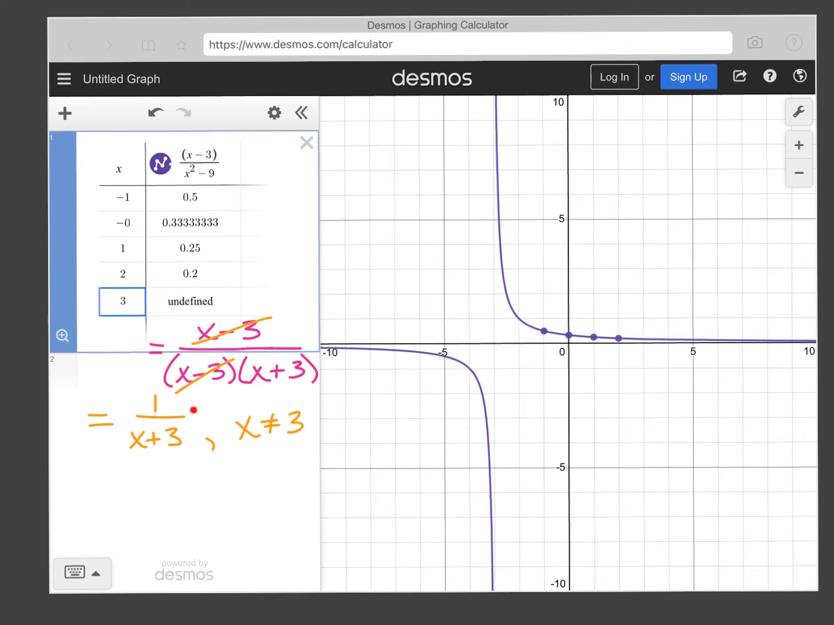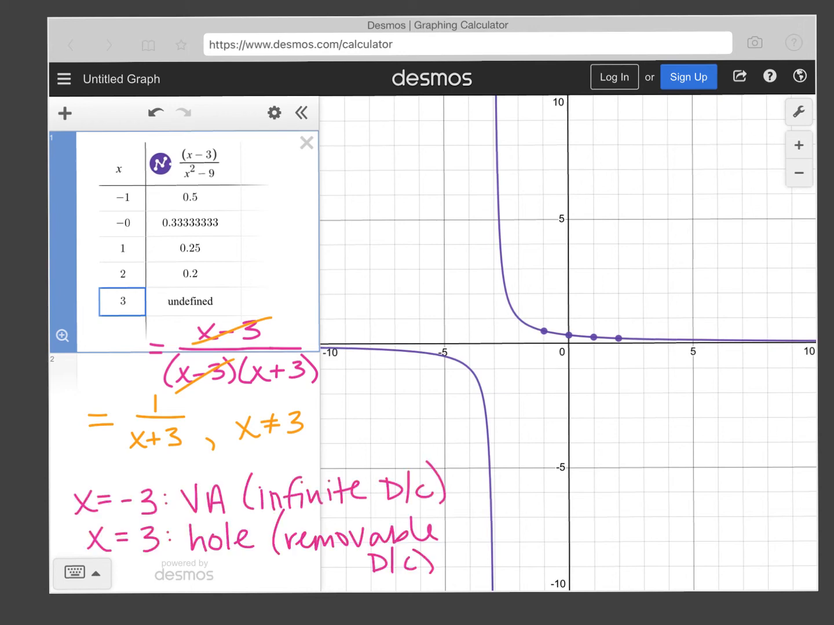We understand that algebraically, when we factor, and we have a factor that cancels top to bottom, that turns out to be a hole. I think about it as, look how easy this was to remove. It's a removable discontinuity here. Let's write that out. Here's how we can write this out using some calculus verbiage. At x equals negative 3, we have a vertical asymptote, which is an infinite discontinuity, and at x equals 3, we have a removable discontinuity, which is called a hole.